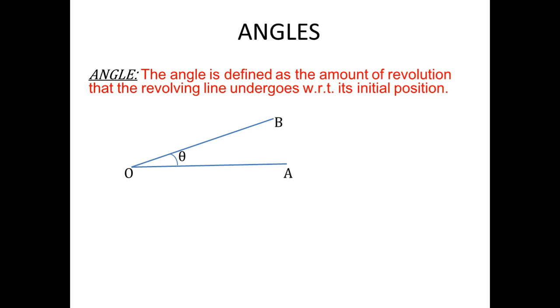The angle is defined as the amount of revolution that the revolving line undergoes with respect to its initial position. Here OB is your revolving line, OA is its initial position, and the line OB revolves through an angle theta.